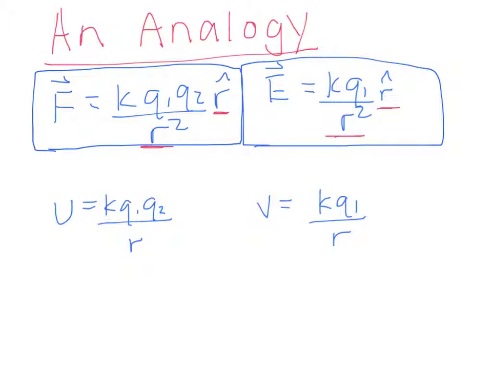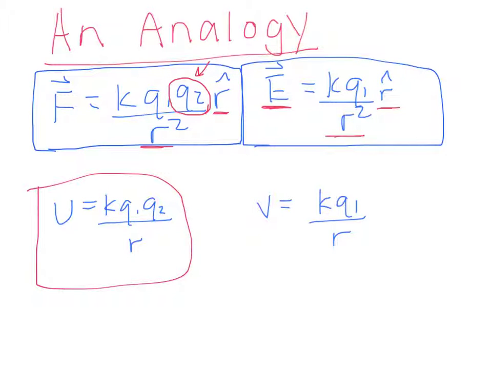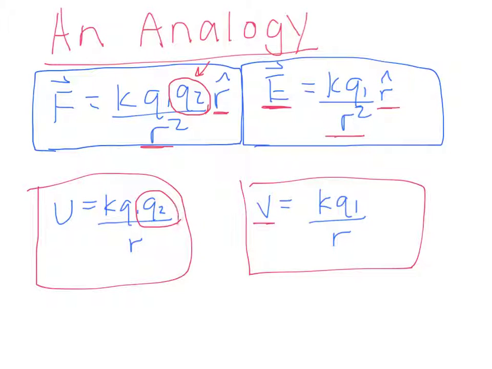The only difference is the force is dependent on two charges because it's an attraction between two charges, whereas the electric field is independent of the second charge because we're talking about an imaginary test charge instead of an actual charge. This is very similar for electric potential energy, U here, and electric potential, V, which can also be called voltage. Electric potential energy is proportional to this second charge, whereas electric potential is not.